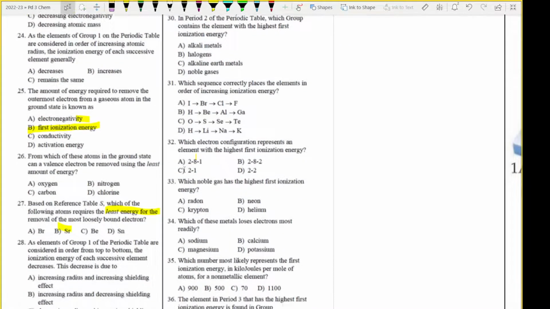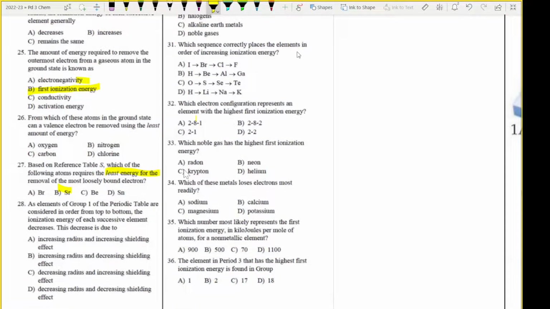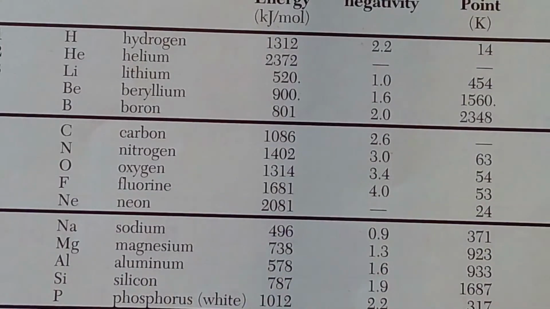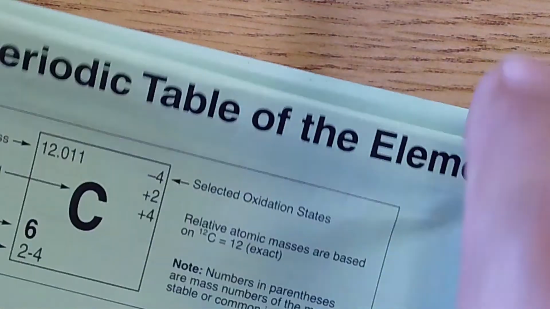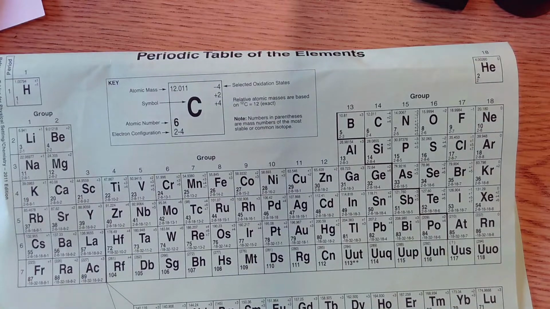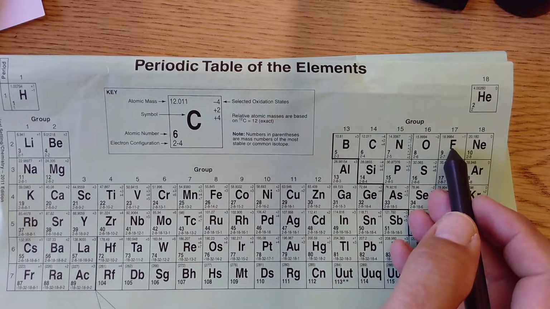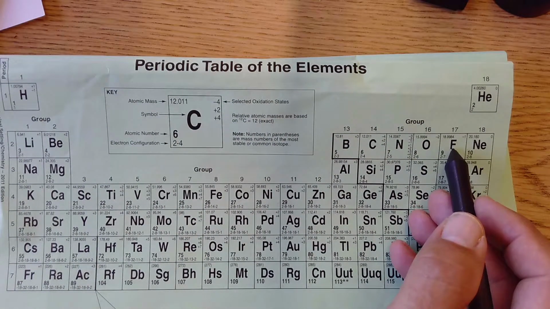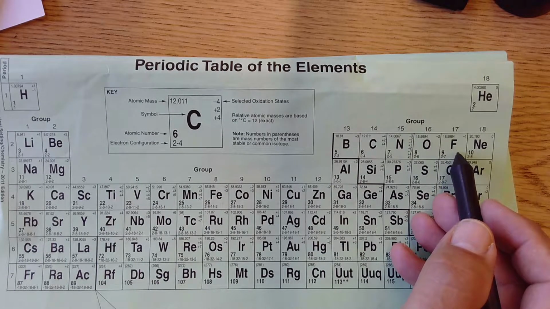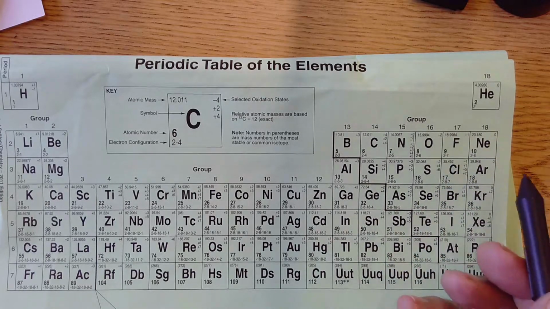31. Which sequence correctly places the elements in order of increasing ionization energy? And for this, I want to reference the periodic table, and let me zoom out to show you the trend. Fluorine has the highest ionization energy because it has the highest electronegativity, which means it has the most greediness for electrons. And so anything that moves towards fluorine will be the correct answer.